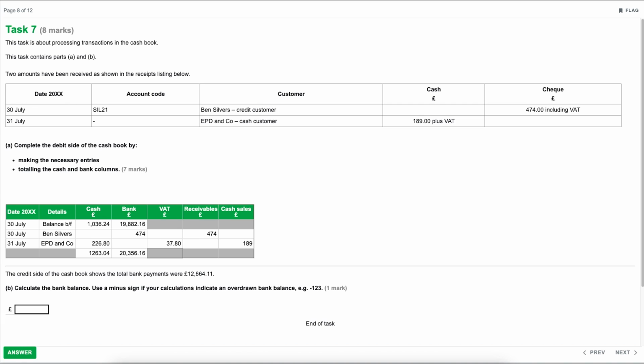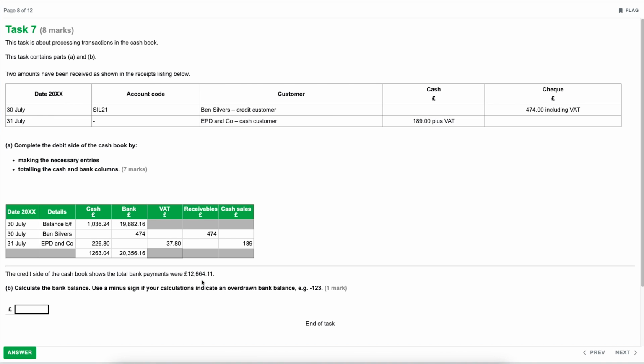So moving on to part B then, it states the credit side of the cash book shows the total bank payments were £12,664.11. Part B, calculate the bank balance and use a minus sign if your calculations indicate an overdrawn bank balance. So in part A of this question, we've calculated the debit side of the bank column, and that is your £20,356.16. We've now been given the credit side of the cash book for the bank column. So all it wants us to do is calculate the balance.